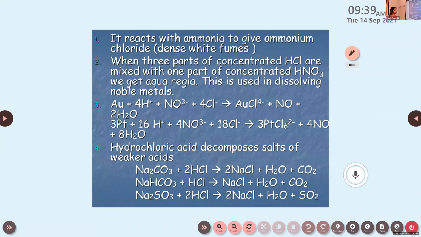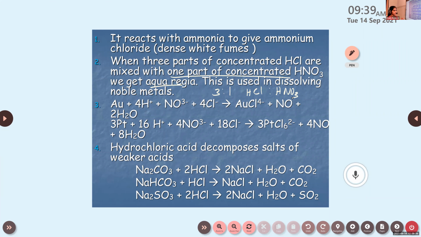Then the next property. When 3 parts of concentrated HCl are mixed with 1 part of concentrated HNO3, we get aqua regia. Okay, that's the ratio between HCl and HNO3. 3 parts means the ratio is 3:1, HCl to HNO3. When we prepare a mixture of HCl and HNO3 in a ratio 3:1, aqua regia will be formed.